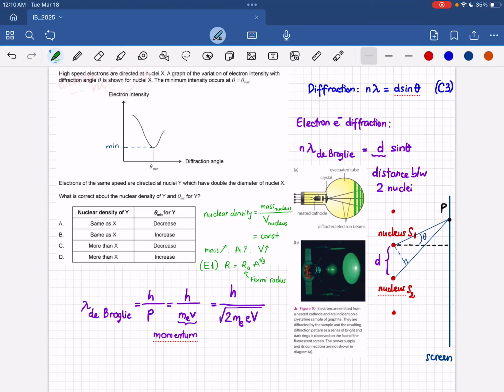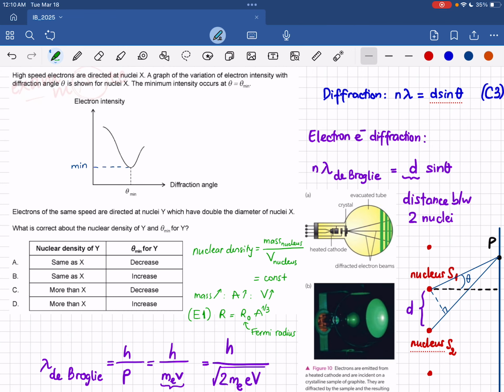Okay, let's solve the question. High-speed electrons are directed at nuclei X. A graph of variations of electron intensity with diffraction angle theta is shown for nuclei X. The minimum intensity occurs when theta equals theta min.